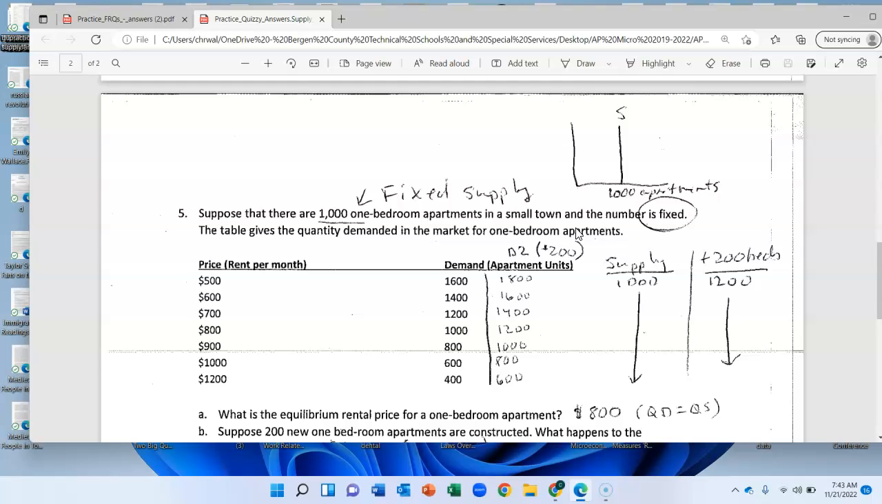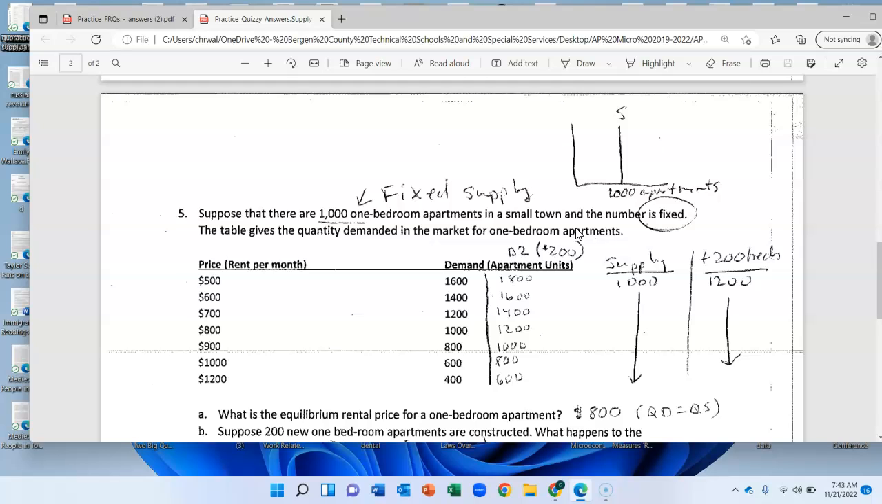But this question, first of all, you're given a table. Suppose there are 1,000 one-bedroom apartments and the number's fixed. The table gives the quantity demanded for one-bedroom apartments. So one thing I did was I added supply on the right, and because it's fixed, the quantity supplied is always 1,000. Okay, so it's just going to be constant at 1,000, and the price and demand information is there.